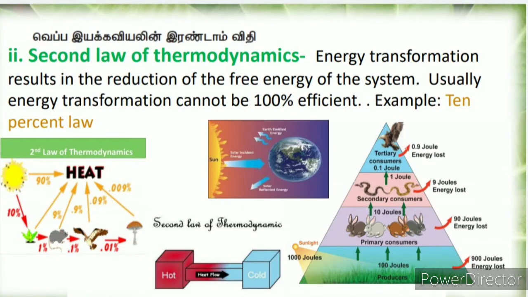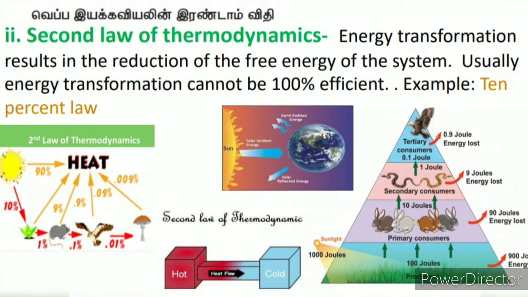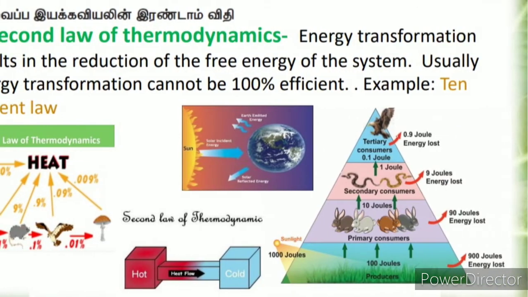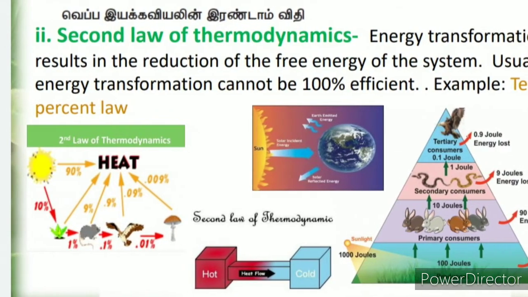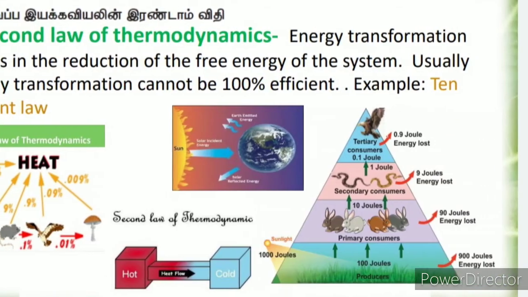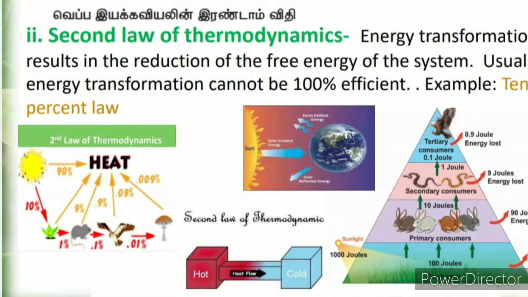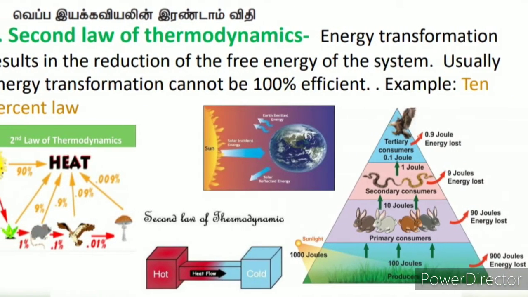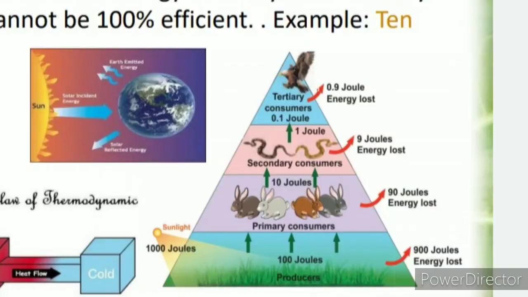Second law of thermodynamics. It states that energy transformation results in the reduction of the free energy in the system. Usually, energy transformation cannot be 100% efficient. Example, 10% law. This law was proposed by Lindemann in the year 1942. It states that during transfer of food energy from one trophic level to another, only about 10% is stored at every level and the remaining 90% is lost in respiration, decomposition and in the form of heat. Hence, this law is called 10% law.